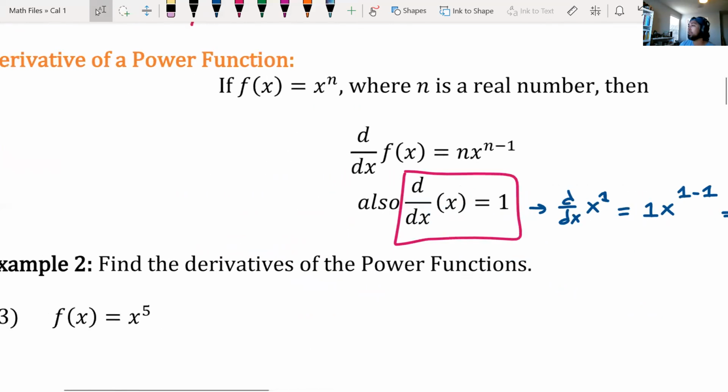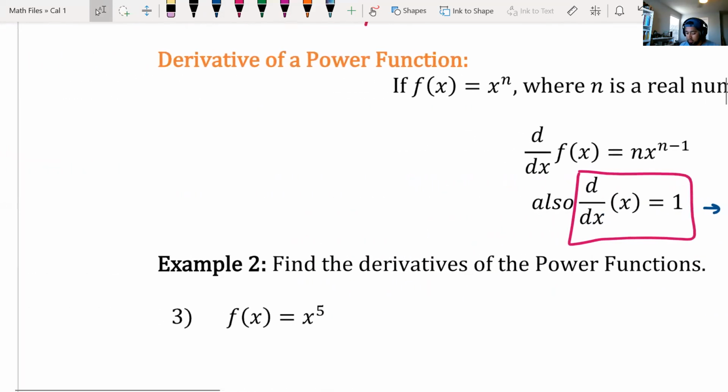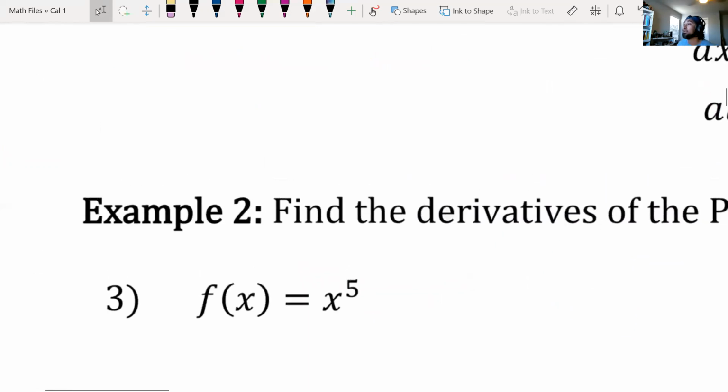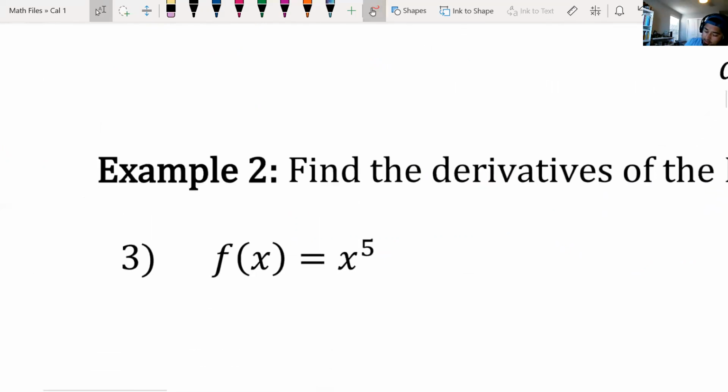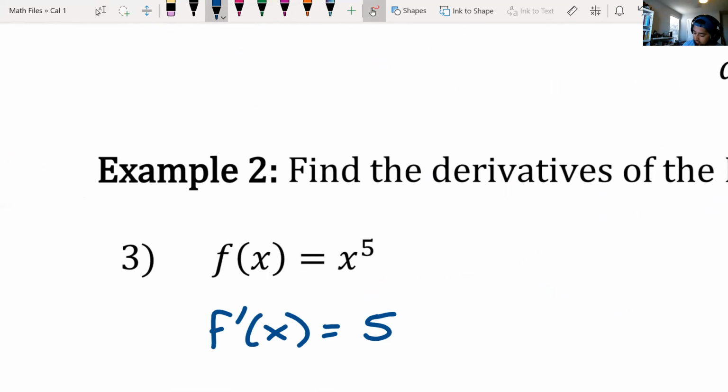Okay, let's go ahead and try out the power rule on these functions. Number 3 says, what is the derivative of x to the 5th? If we take the derivative, what number's coming down? 5. You get 5x, and what's my new power? 4. That's it, guys. That was nice, huh?